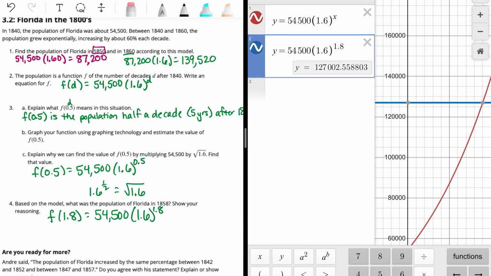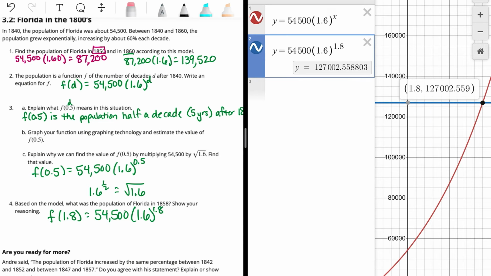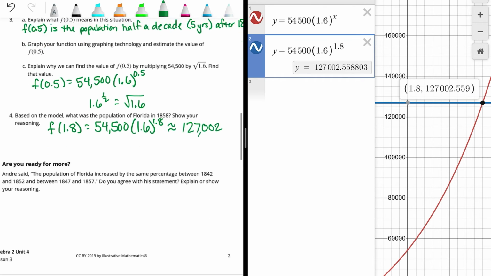And you can see right there, they intersect right there, and so that is 127,003 approximately. And actually, since we're talking about population, I'm going to make it 2 because you can't round a person up. So we'll go with 2. All right, so that's how you can use graphing to help you with solving populations.